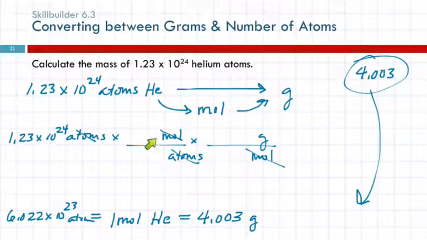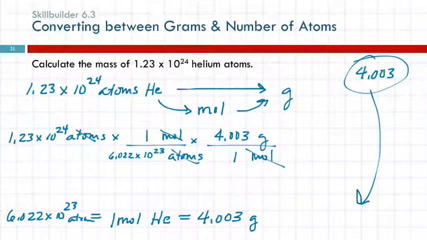Then I put numbers in. So the relationship between atoms and moles is always the same. 1 mole is Avogadro's number of things, 6.022 times 10 to the 23rd. The molar mass will be different for different elements and compounds, but 1 mole of helium weighs 4.003 grams. Any questions?